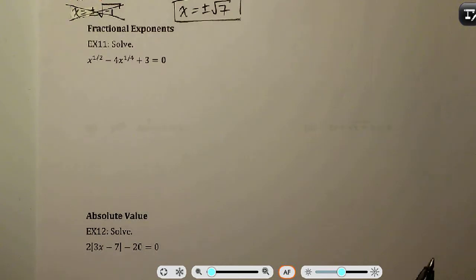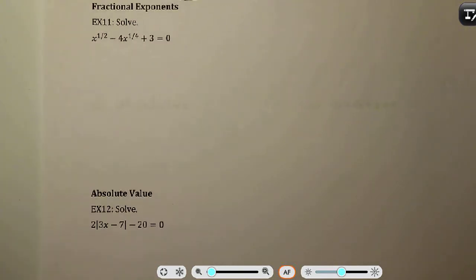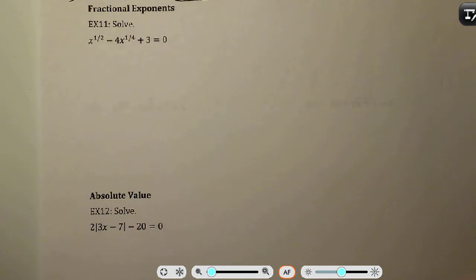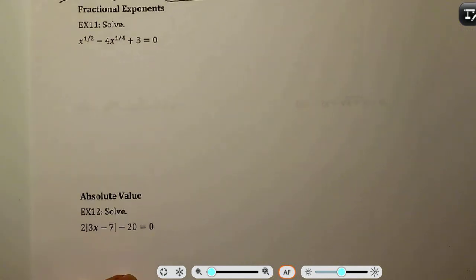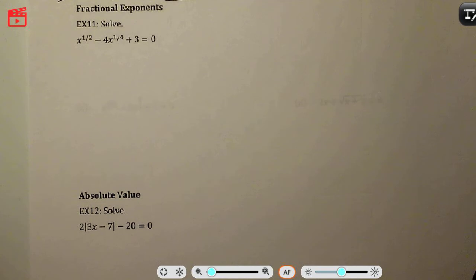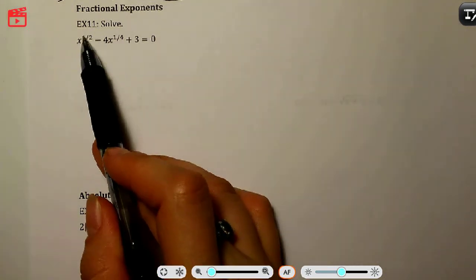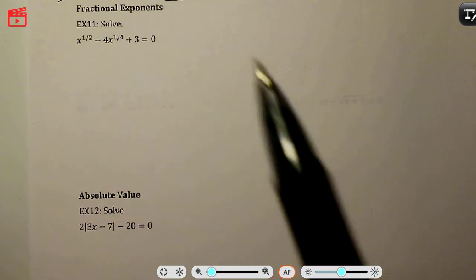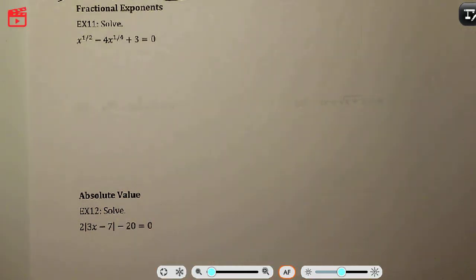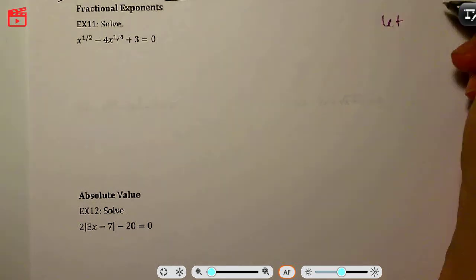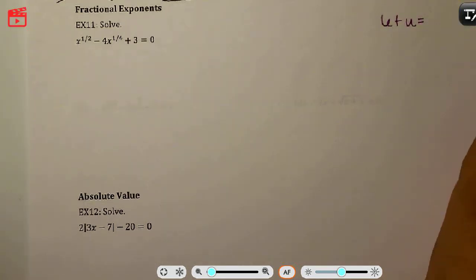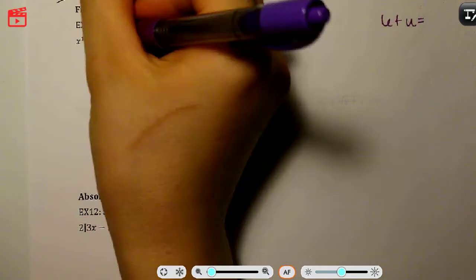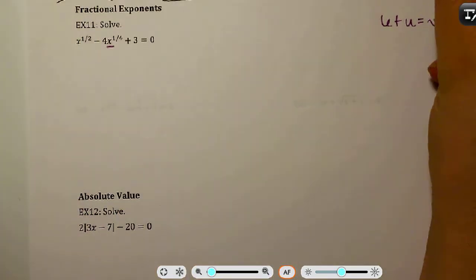Let's take a look at fractional exponents. Okay, this one's a little weirder. So what we're going to do is use U substitution. Hopefully you have seen this before. What we do is pick one of the variables, either x to the half power or x to the 4th power, and let u equal that. And what you do is pick the lowest value exponent. So which one of these has the lowest number? The half or the 4th? The 4th. So we're going to let u equal x to the 4th power.